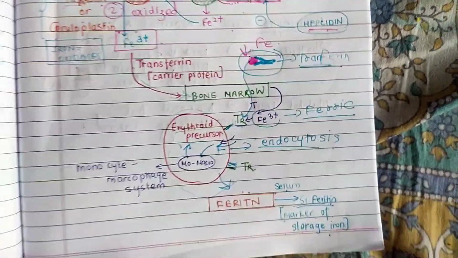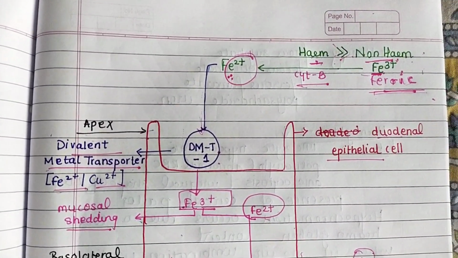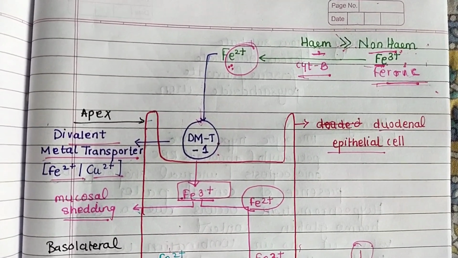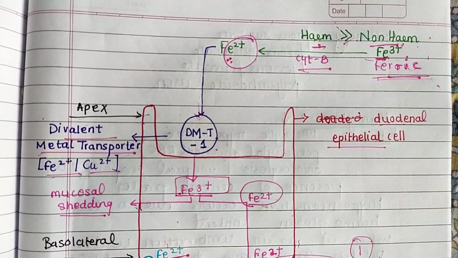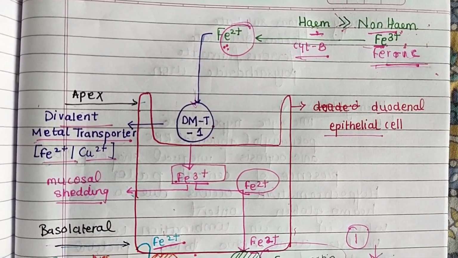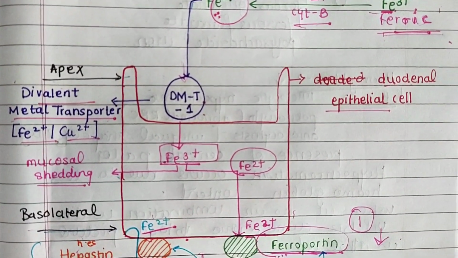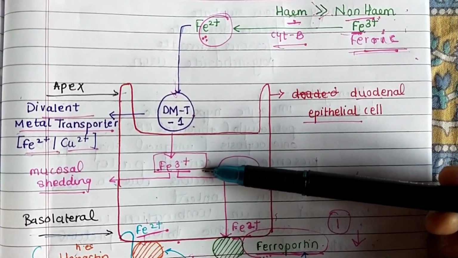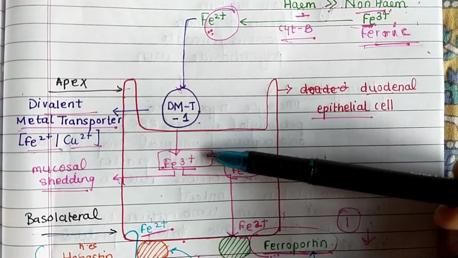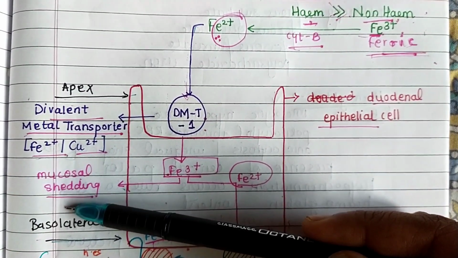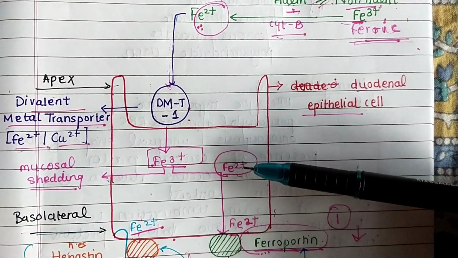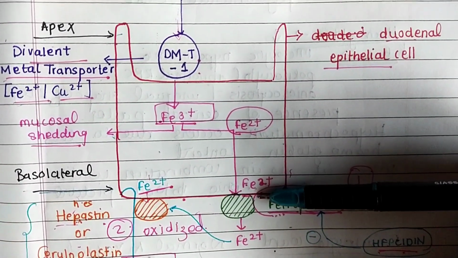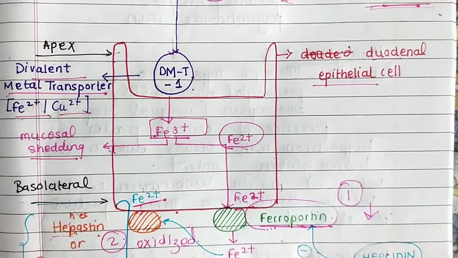So once again we will look at the overview. The non-heme iron from its ferric state gets converted into the ferrous state, and from the ferrous state, with the help of a divalent metal transporter, it is transported into the duodenal epithelial cell. Once it is transferred into the duodenal epithelial cell, it is converted again into its ferric state. Again in its ferric state, it is either shed by mucosal shedding, or it is converted into its ferrous state, and this ferrous state travels to the basolateral part of the duodenal epithelial cell.